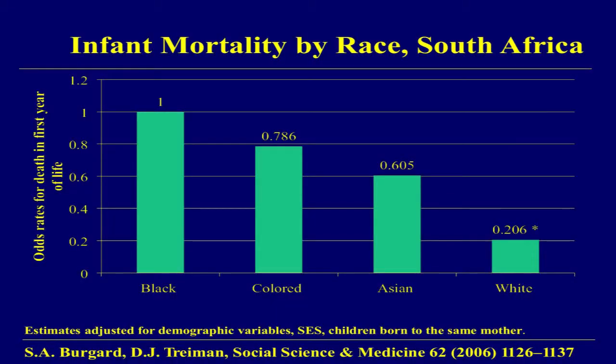Let's look at infant mortality by race. And this is the odds ratios for death, here for blacks, for coloreds, that's what this is called, mixed race in South Africa, Asians and whites. If you're colored, you're 30% less likely to die as an infant compared to blacks. If you're Asian, you're 40% less likely to die as an infant. And if you're white, you're 80% less likely to die compared to a black infant in South Africa.